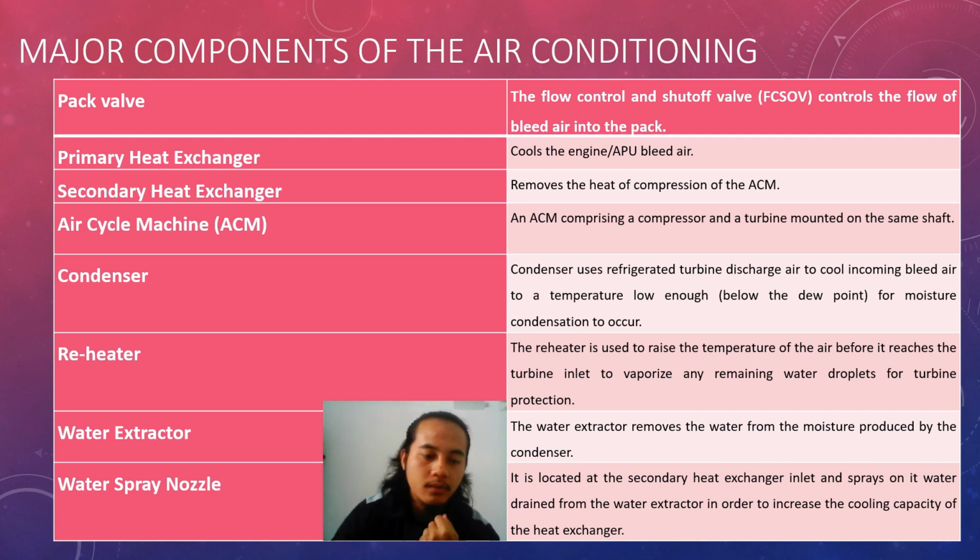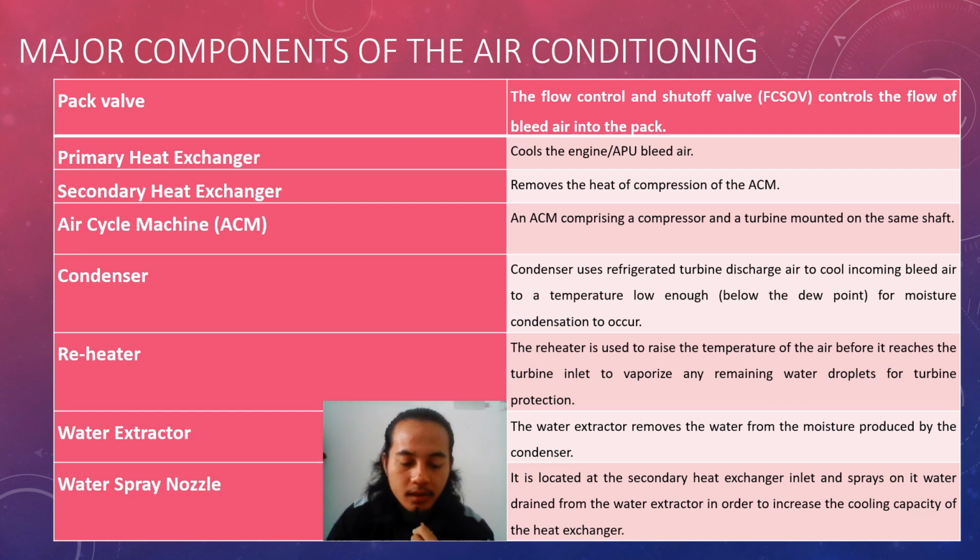Okay, I will proceed with the major components of the air conditioning. There are 8 major components of the air conditioning of aircraft. One of them is the air cycle machine, ACM, comprising a compressor and a turbine mounted on the same shaft. Another major component is the condenser. The condenser uses refrigerated turbine discharge air to cool incoming bleed air to a temperature low enough below the dew point temperature for moisture condensation to occur.